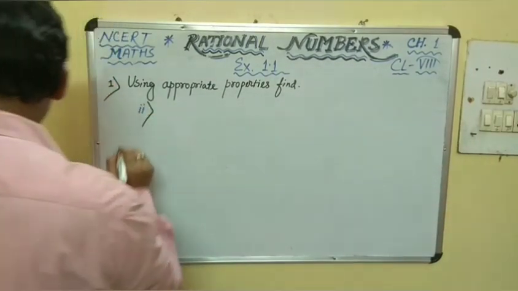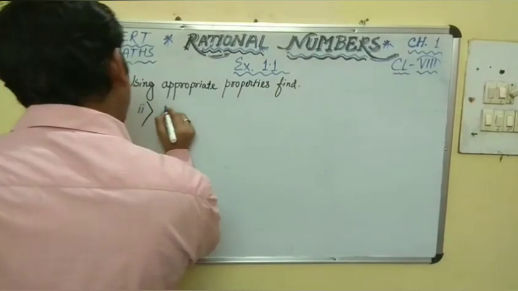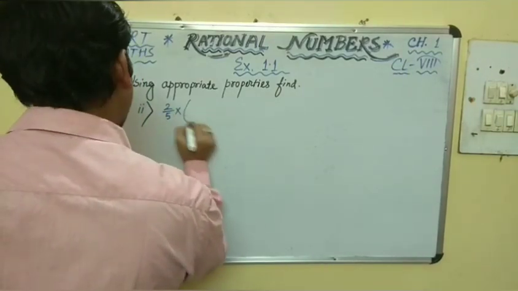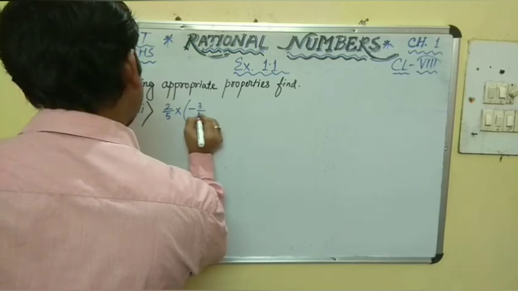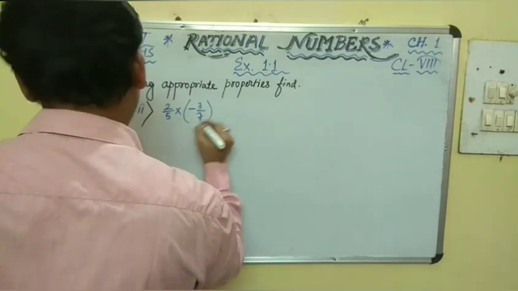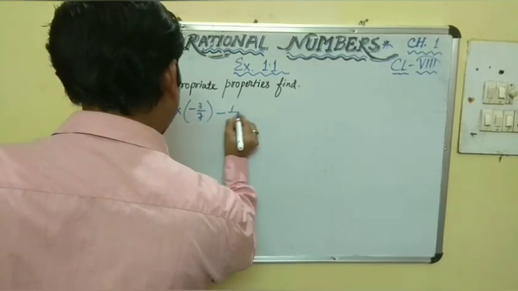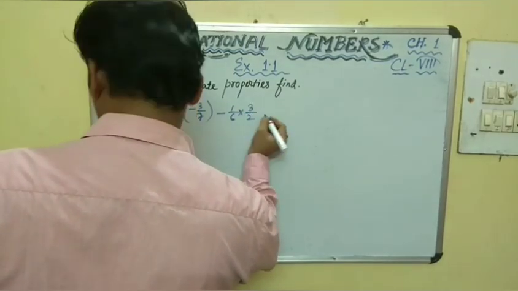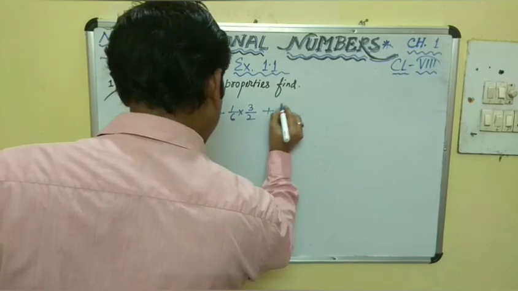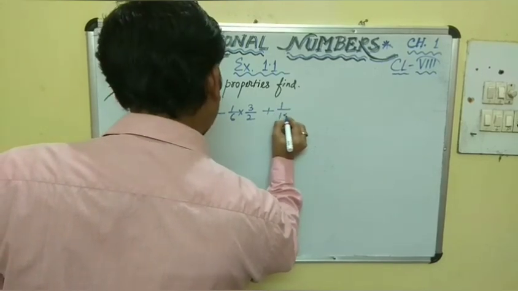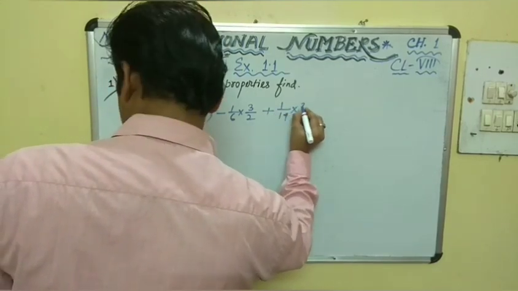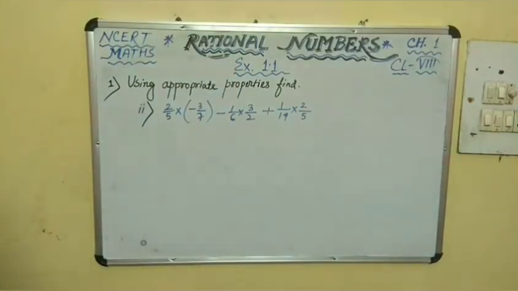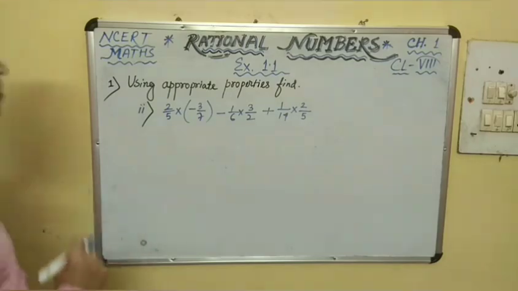Question number 2 is saying that 2 by 5 into minus 3 by 7 minus 1 by 6 into 3 by 2 plus 1 by 14 into 2 by 5. So this is the problem and we are going to solve this.